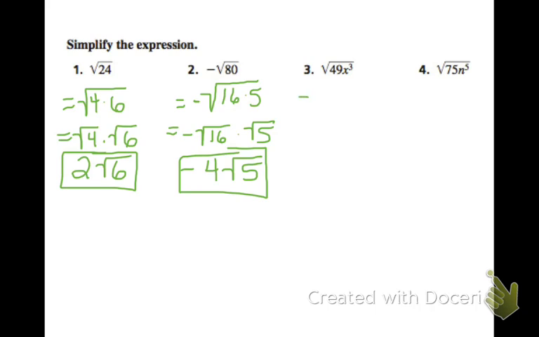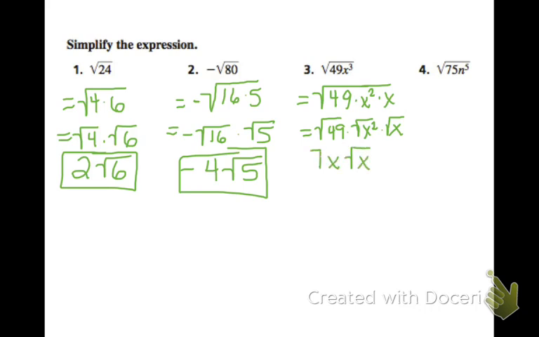For 3, again, I want to break this up. So I have the square root of 49 times x squared times x. Then I'll have the square root of 49, the square root of x squared, and the square root of x. So 7x square root of x becomes my simplest form.